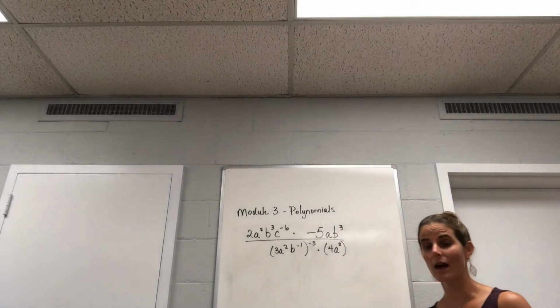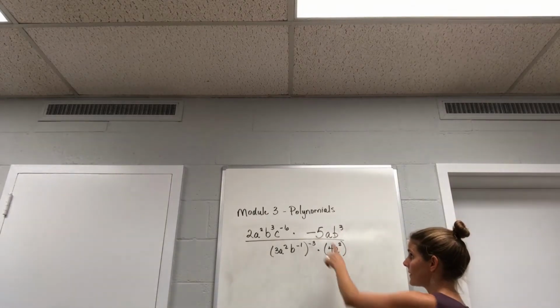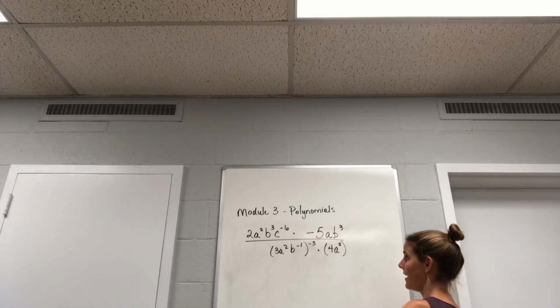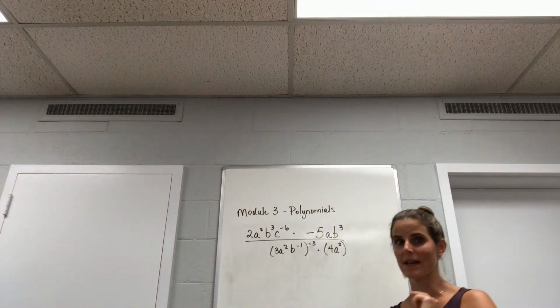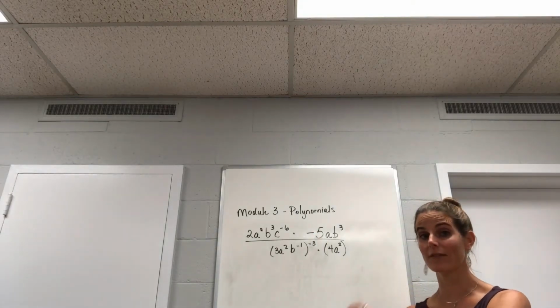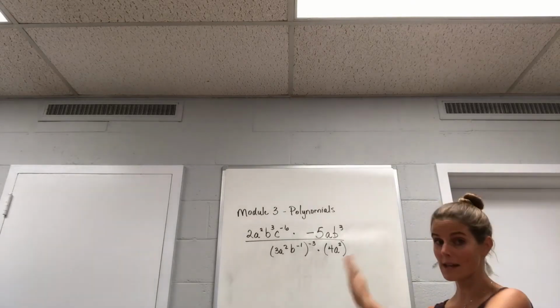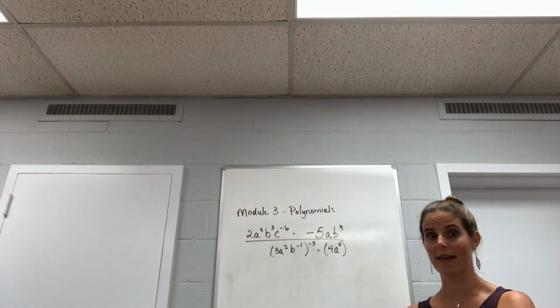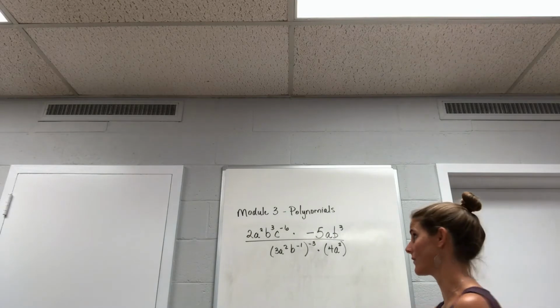All right, this has a lot going on. Notice that there is a negative out front of this 5. That is not the same as having a negative exponent. That is the negative coefficient. So we do not take the reciprocal of that 5. We don't do anything like that. We just multiply it as we have multiplied our other coefficients.